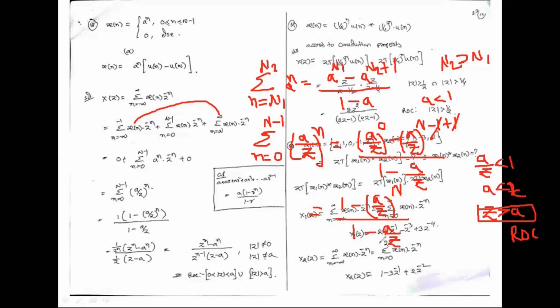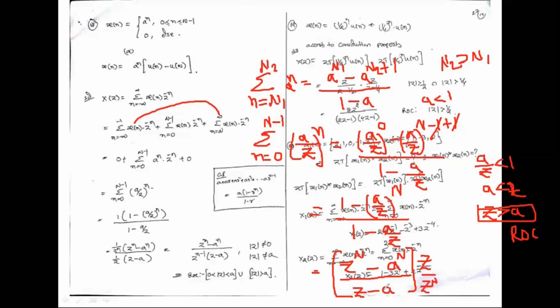Okay, simplify this function. Take the numerator having z to the power capital N. So z to the power capital N minus a to the power capital N, whole divided by z minus a, and it is multiplied with z by z to the power capital N. Got it, my students? z by z to the power capital N.